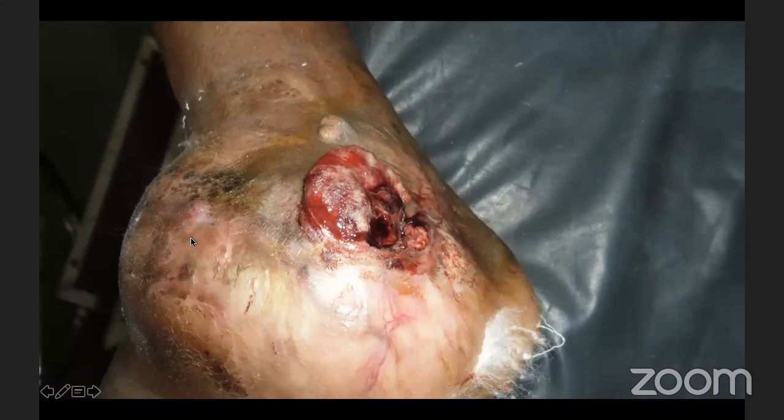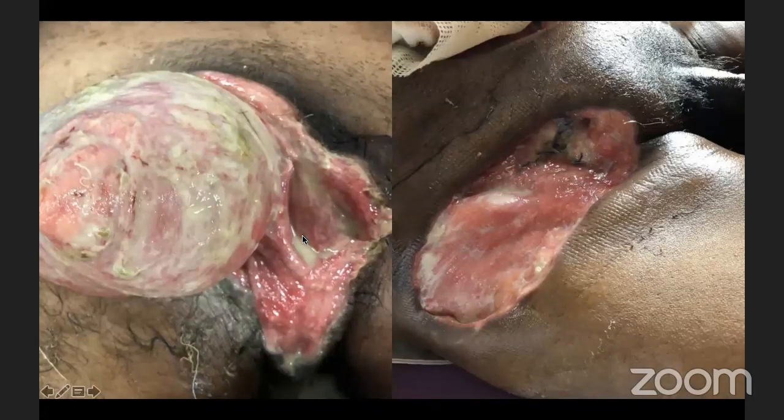You can see the scar here. I think you can see it very clearly. This is a scar, and on that the ulcer has developed, a classical Marjolin's ulcer, which is changing into squamous cell carcinoma.